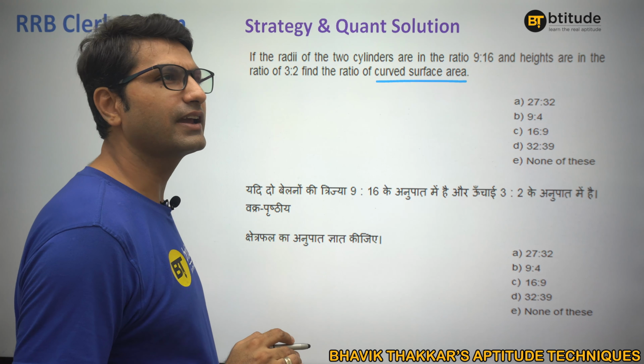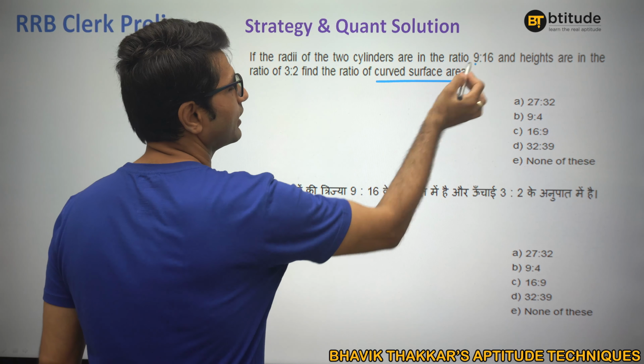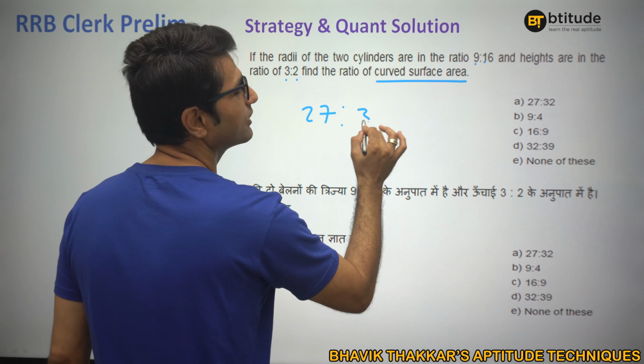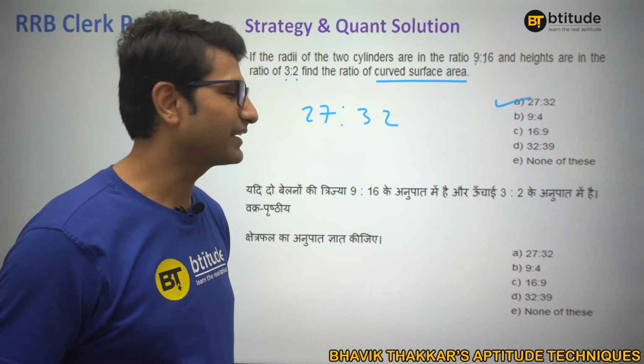Curved surface area is nothing but 2 pi RH, right? Yes, 2 pi is just a constant, so R into H. So 9 into 3 is 27, and 16 into 3 is 32. There you go. A 15-second job at the max, right?